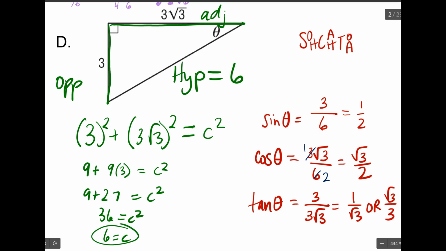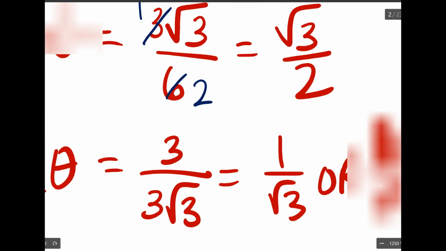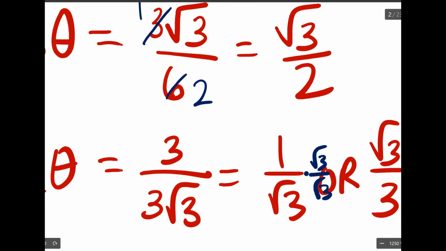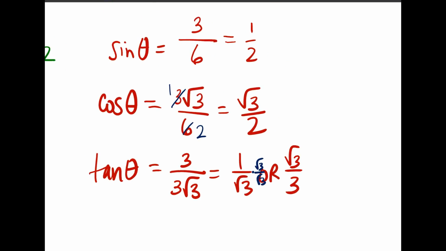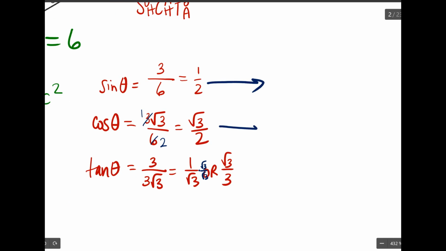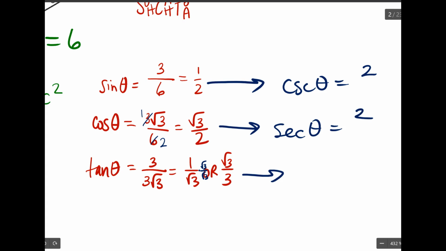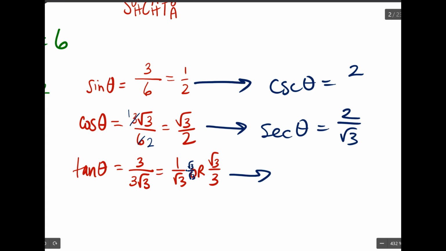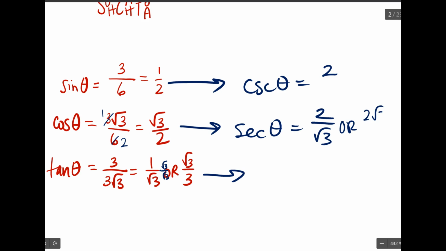How did I get that? How did I go from 1 over √3 to √3/3? Close. Rationalize it. All right, so I'm rationalizing it, meaning I could go over here, multiply by √3/√3, and I'm left with √3/3. Okay, that's how I did that. Go through, use the reciprocal functions. Cosecant will now just be 2. Secant will be 2 over √3. Or you could rationalize it and say 2√3/3.